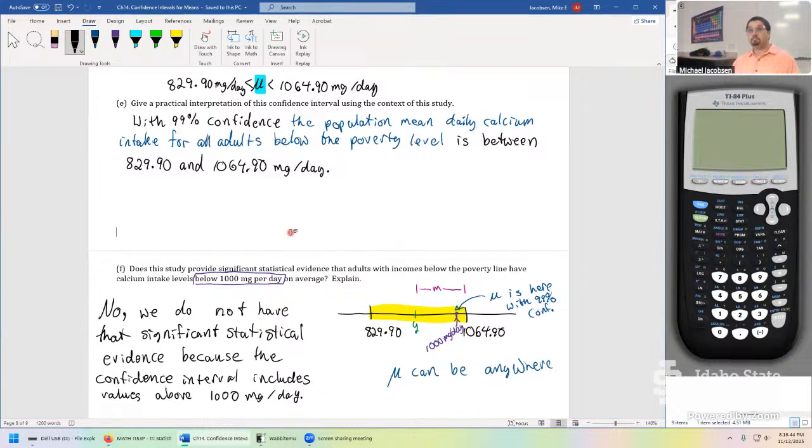So if it was yes, we could just vice versa the language, right? Yeah, you could say, "Yes, we do have enough. All values are below 1,000 in the confidence interval." Yeah, that would work out for that one. Other questions at the moment?